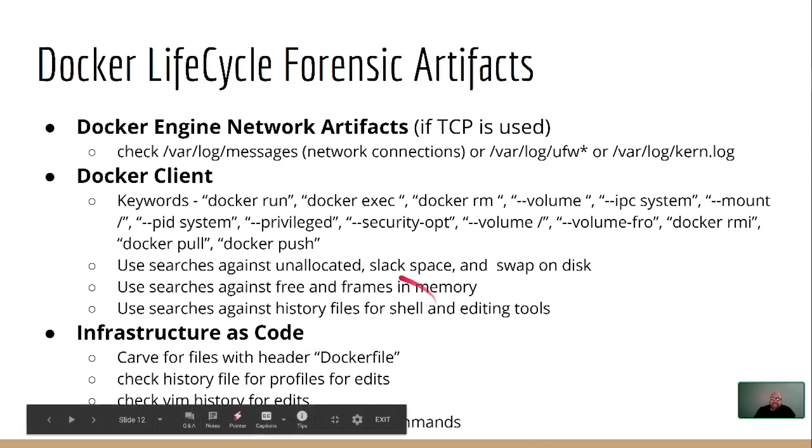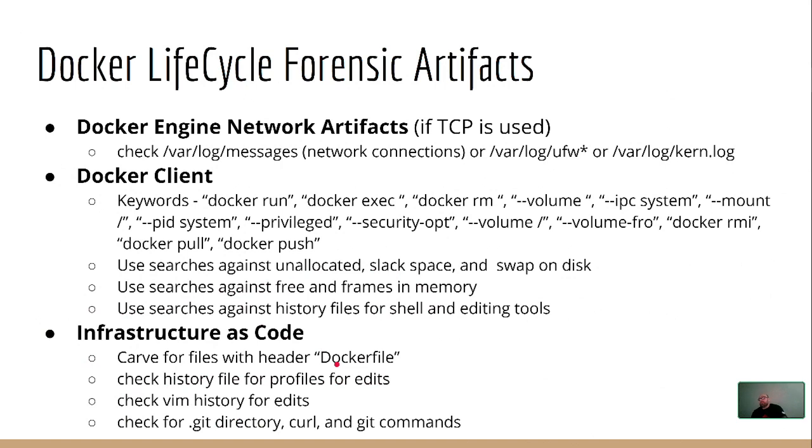Just moving down, infrastructure as code. When it comes to those Dockerfiles, they have to start with Dockerfile in the header. Because of that, if we're going to be doing some file carving, if we think that some weaponization was done in the environment, make sure Dockerfile is in your list of file headers that you carve for, and get to work. Go ahead and work unallocated space.